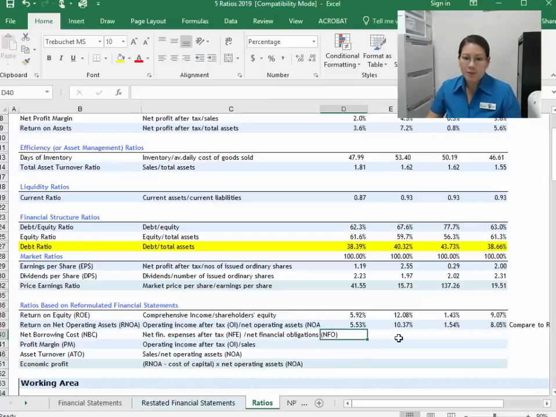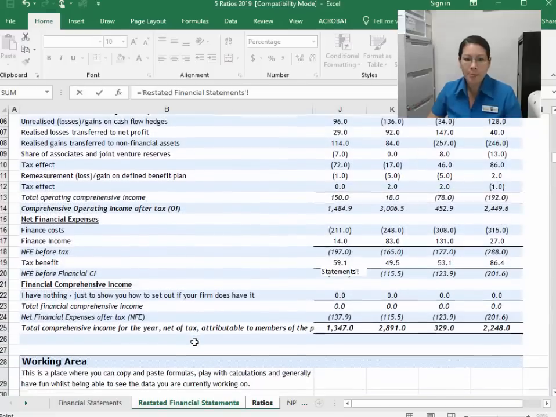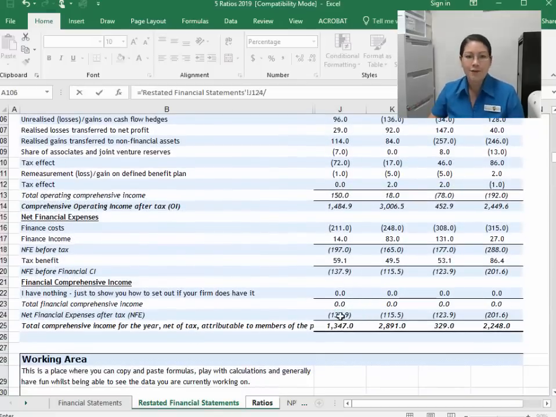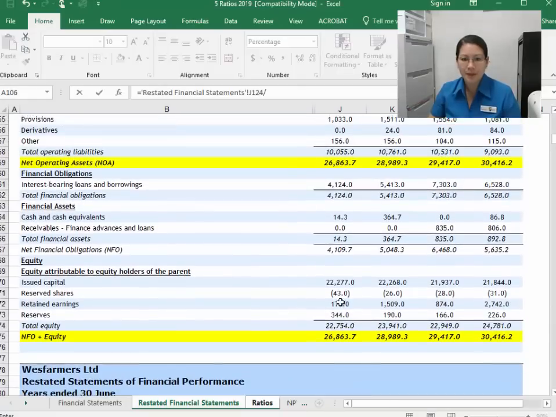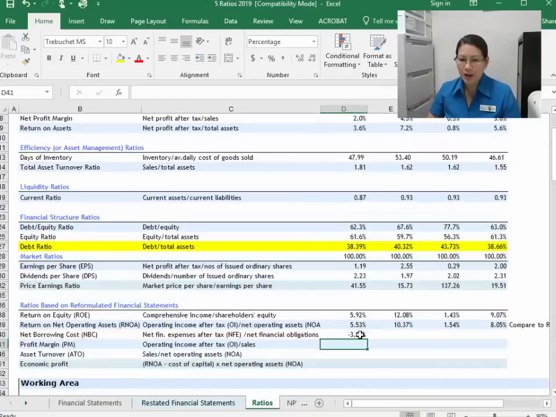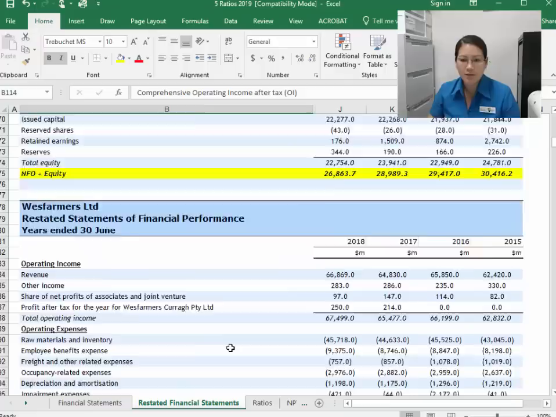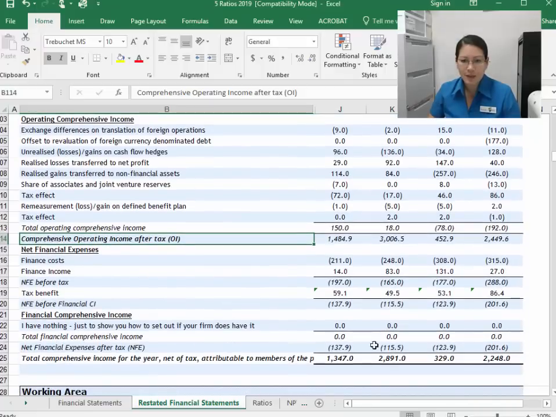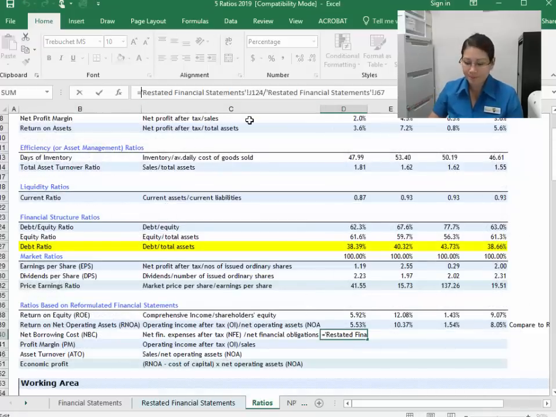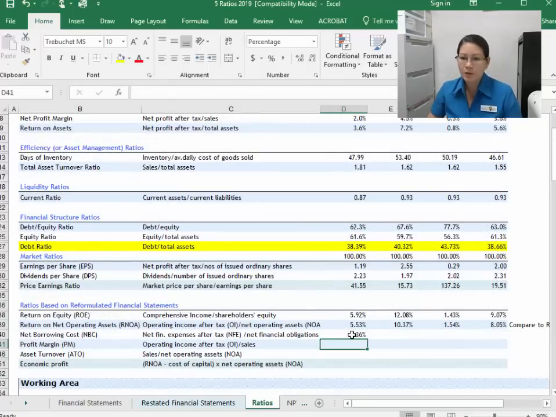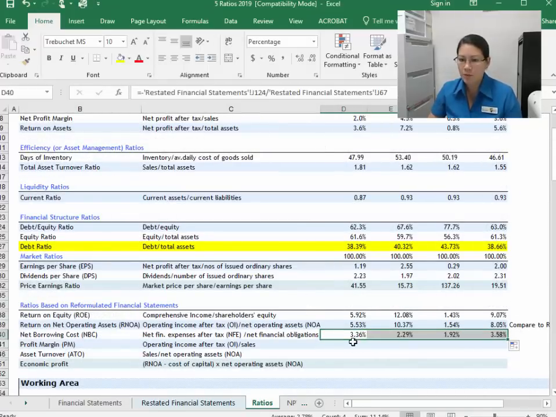In this case, for Wesfarmers, it's going to be like your borrowing costs. Like when you go for a loan, what's the interest rate cost? So it equals NFE, right here, divided by NFO, which is in the balance sheet, right here. Again, we don't need the negative in this case. The only reason it is negative is because I've listed my NFE as negative down here. We don't need to worry about that, so let's negate that. We're looking at the ratio between them.